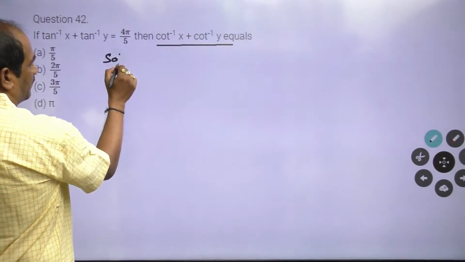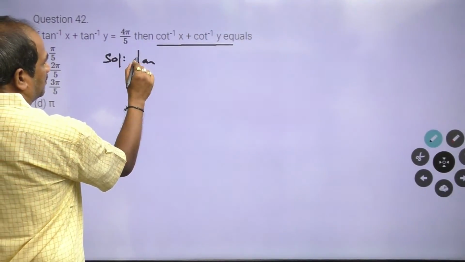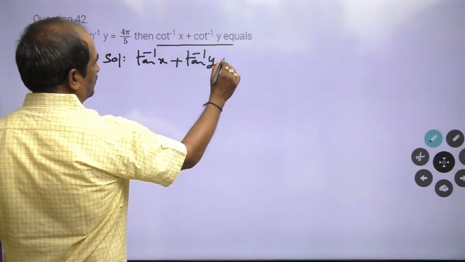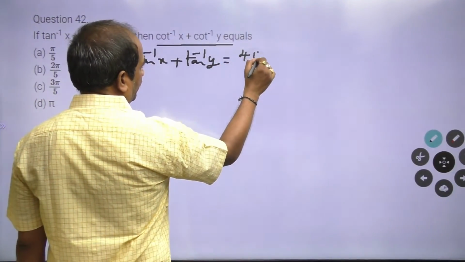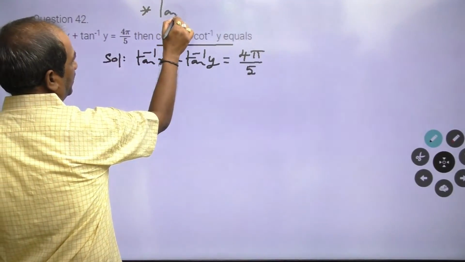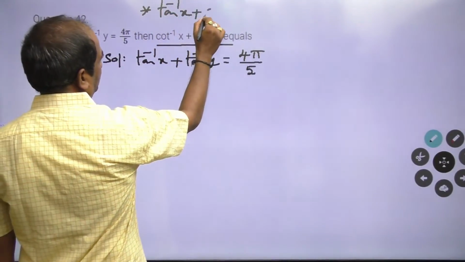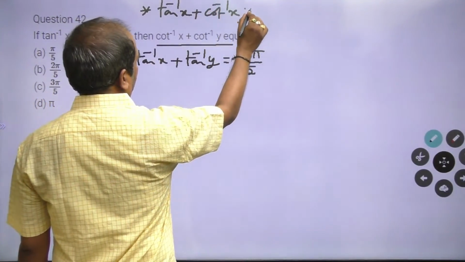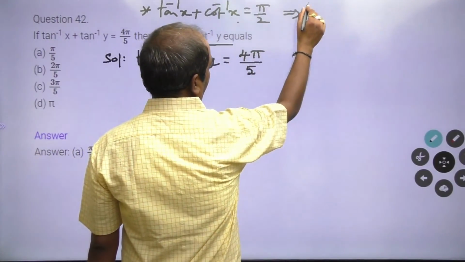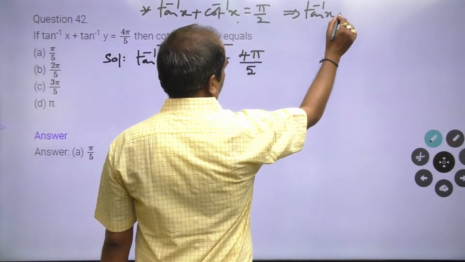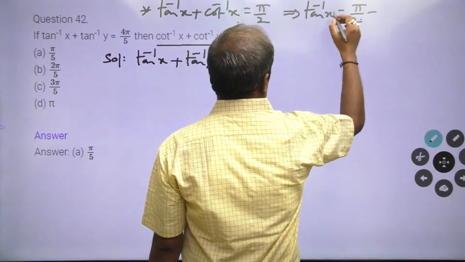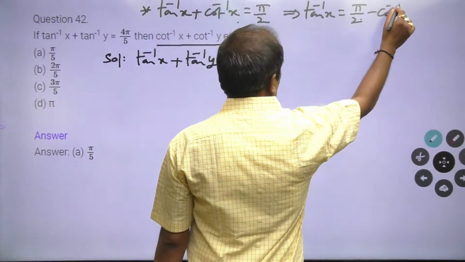In the solution, tan inverse of x plus tan inverse of y is equal to 4 pi by 5. Now in this formula, tan inverse x plus cot inverse x is equal to pi by 2. So taking cot inverse x to the other side, tan inverse x is pi by 2 minus cot inverse of x.